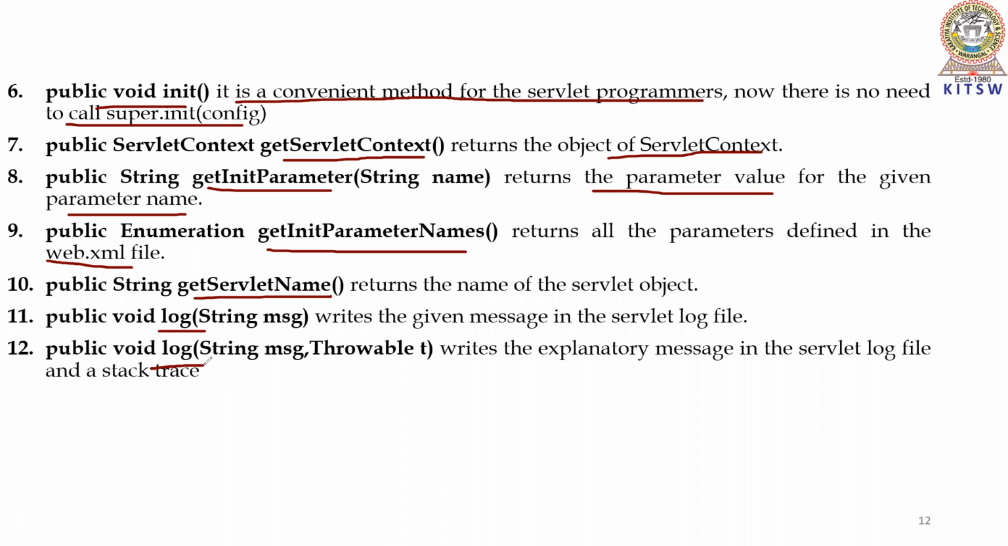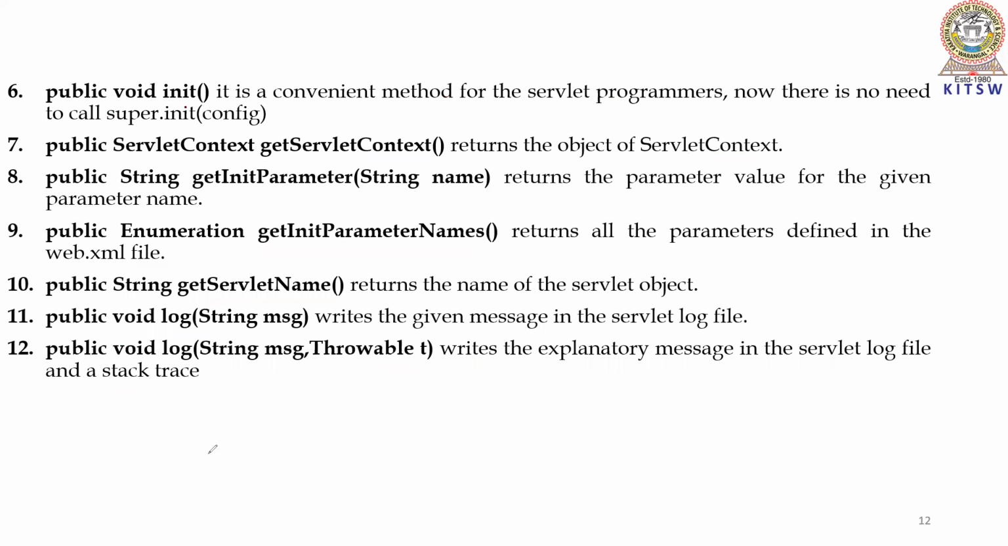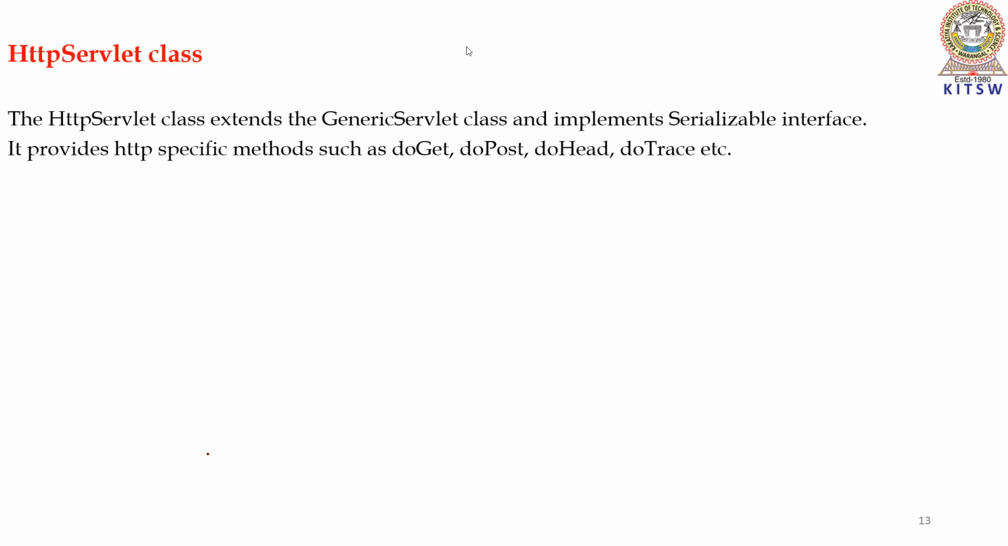Next, log again, with two parameters. It writes the explanatory message and the stack trace in the servlet log. So this is the difference between this method and this method. These are the various methods available in the GenericServlet class. Now, the HttpServlet class.